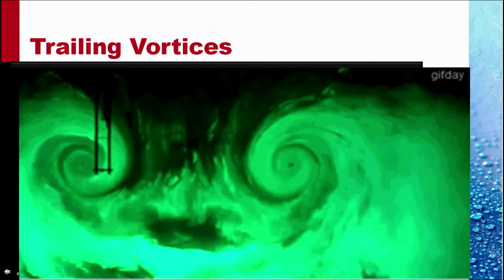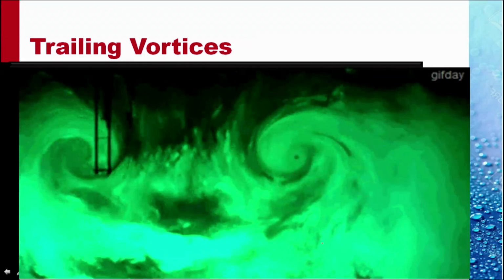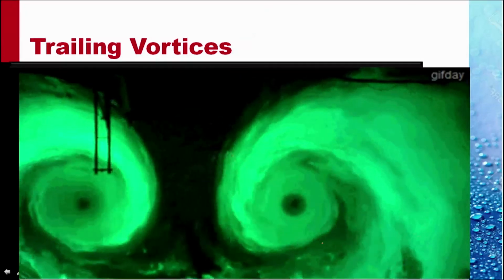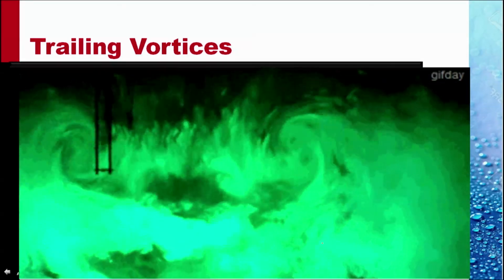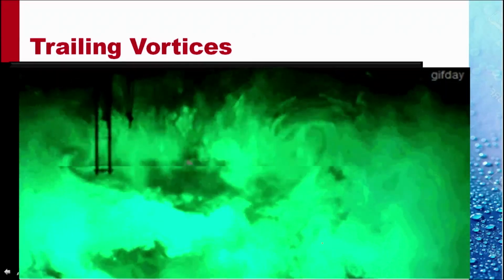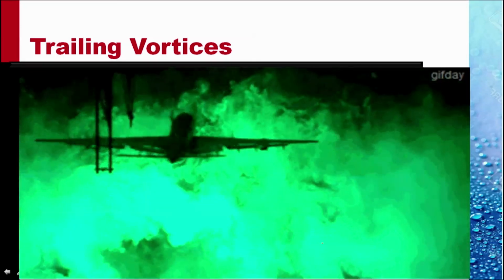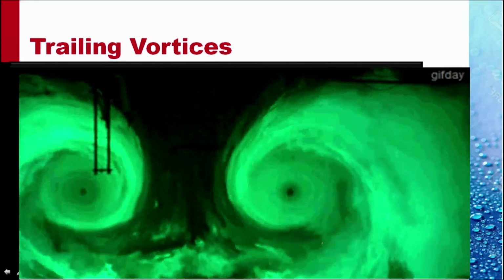The flow behind an aircraft consists of two trailing free vortices. You can see in this picture the vortex is rotating, the flow is rotating, the velocity is very large at the center, and is slowing down as r increases.